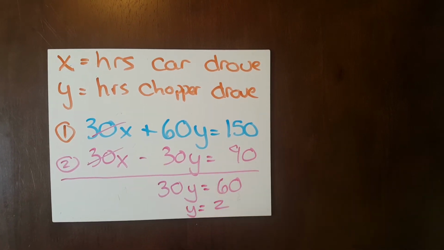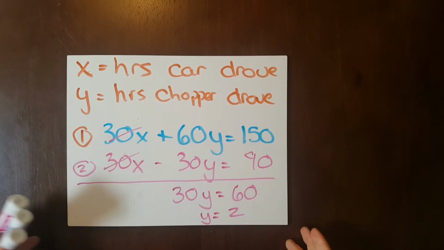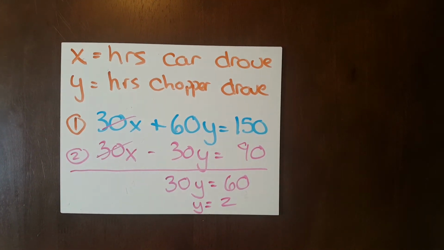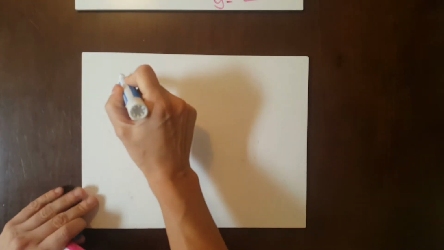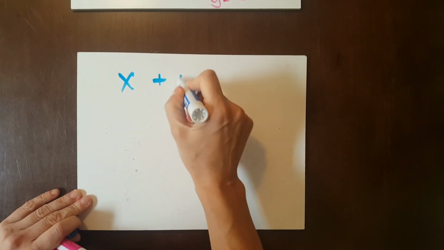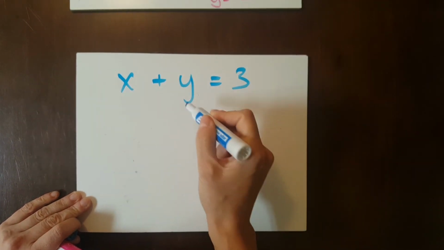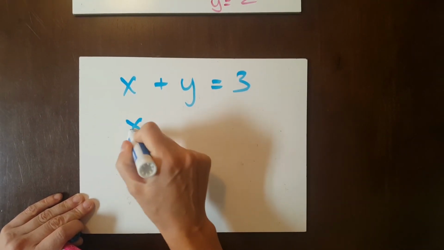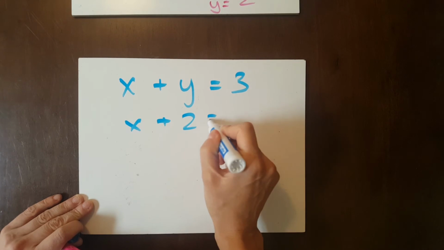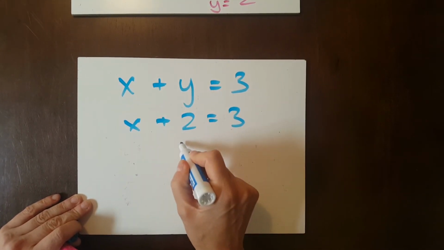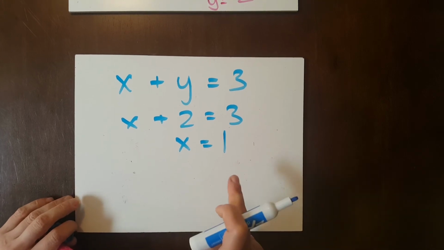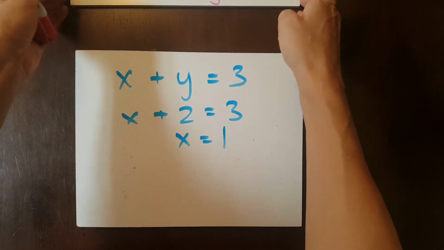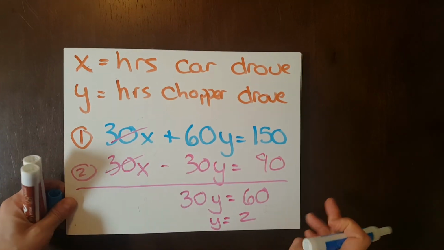Then we could just plug it back into our equation. In this case, if we take our x plus y equals 3, and we know that y equals 2, therefore x would equal 1. And then we can use that to solve our question.